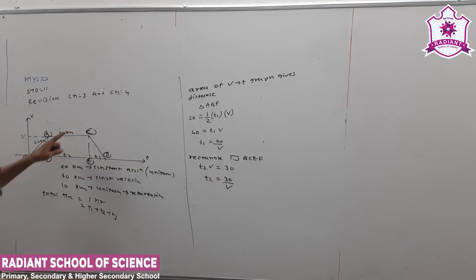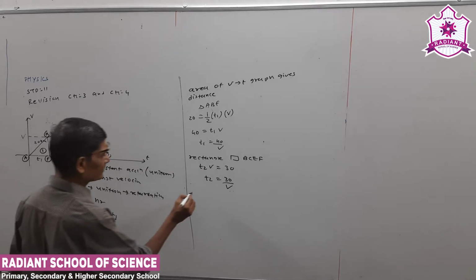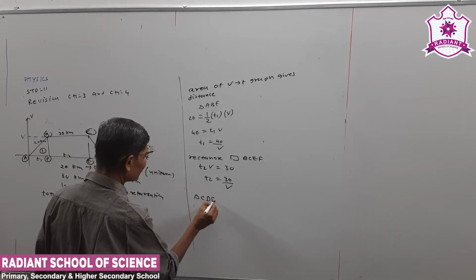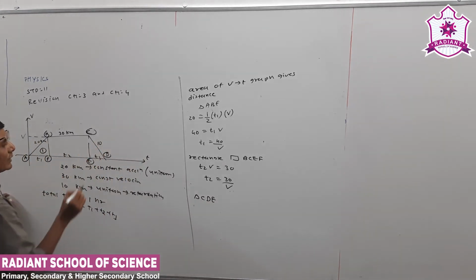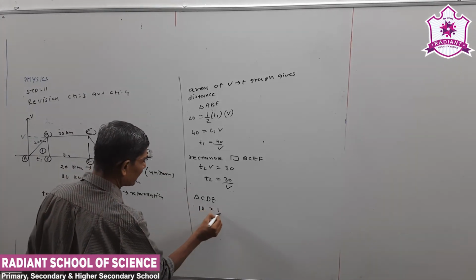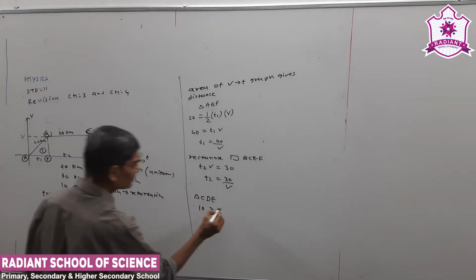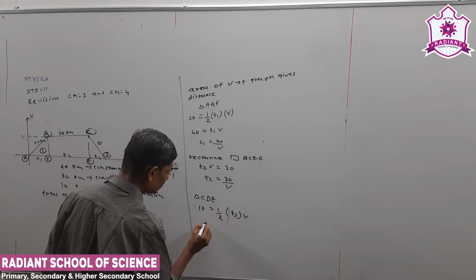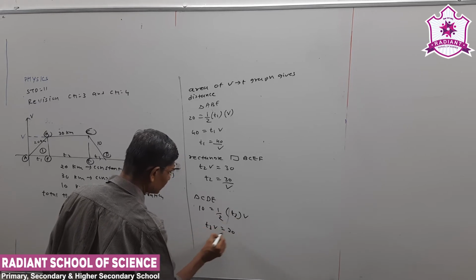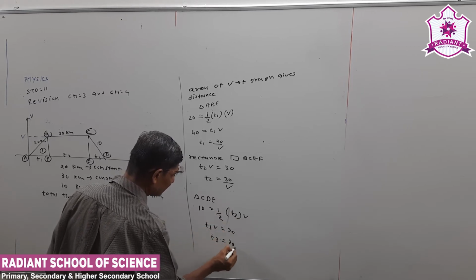Again, consider triangle CDE. That distance is given as 10 km. So 10 is equal to 1 by 2 into the base t3 and the velocity v. So t3 into v is 20, and t3 is 20 by v.